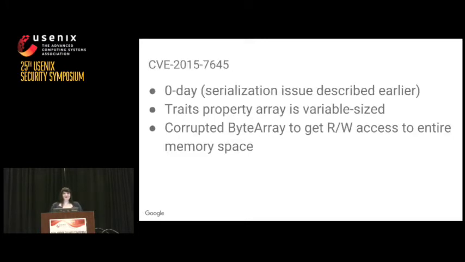So after this mitigation went in a couple of months, there was a 0 day. And that was the one I showed you with the commented out check. And this one was still exploitable with the mitigation, and it was exploited using the byte array. Because the traits array that you were indexing outside of was variable size, it was possible to get it to be just the right size that you could allocate a byte array in there. So they used this to get read-write access to the entire memory space.